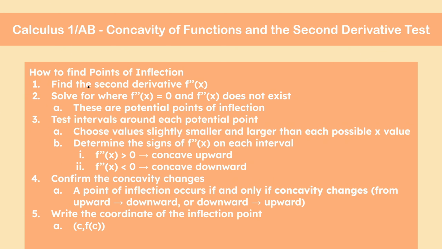So this is how to find points of inflection. First we find the second derivative of x, and then we solve for when the second derivative is equal to 0, and when the second derivative does not exist.